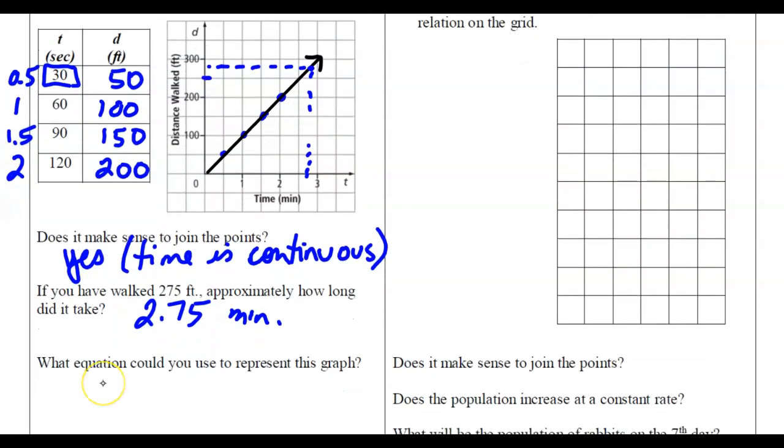And just like we did the equation, although we weren't asked for it in the last one. In this case, distance will equal the rate that you're walking times the time, where t is in minutes.